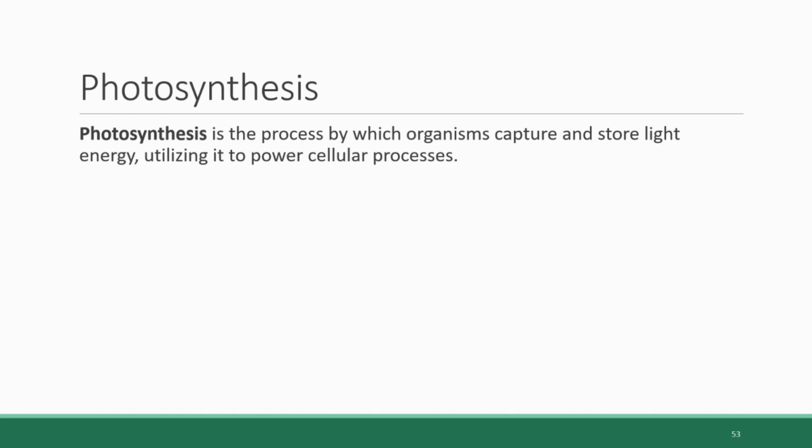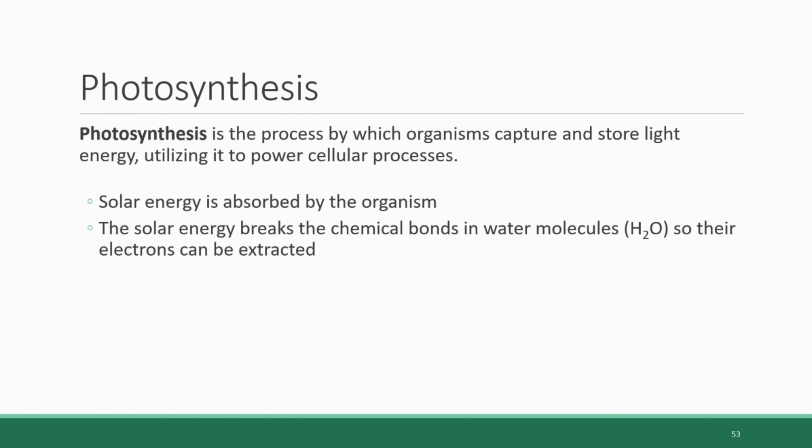So, when solar energy is absorbed by a photoautotrophic organism, the solar energy breaks the chemical bonds in water molecules, H2O, which are freely available in the cell. And by breaking the bonds, the electrons in those chemical bonds can be extracted. Naturally, the result of breaking the bonds between the atoms in a molecule of water, H2O, is that you get the separate constituent parts. You get hydrogen ions, and they're ions because they're missing some of those electrons that were extracted, as well as pure oxygen gas.